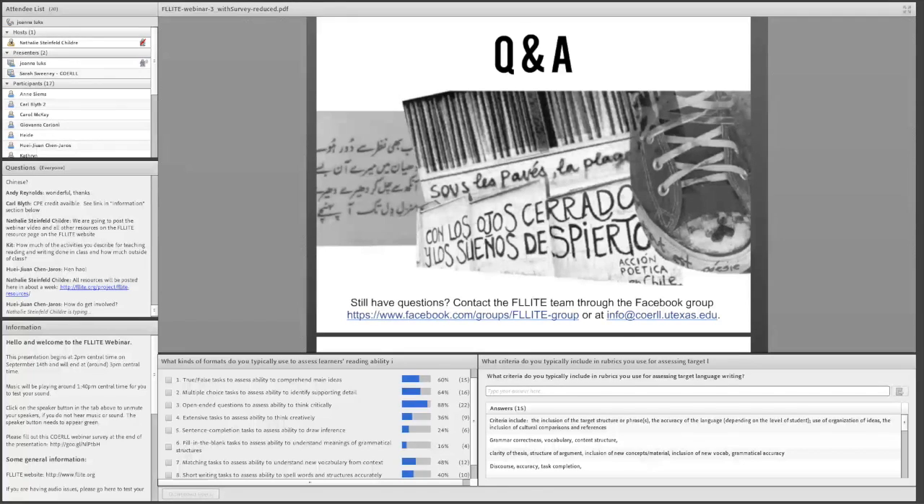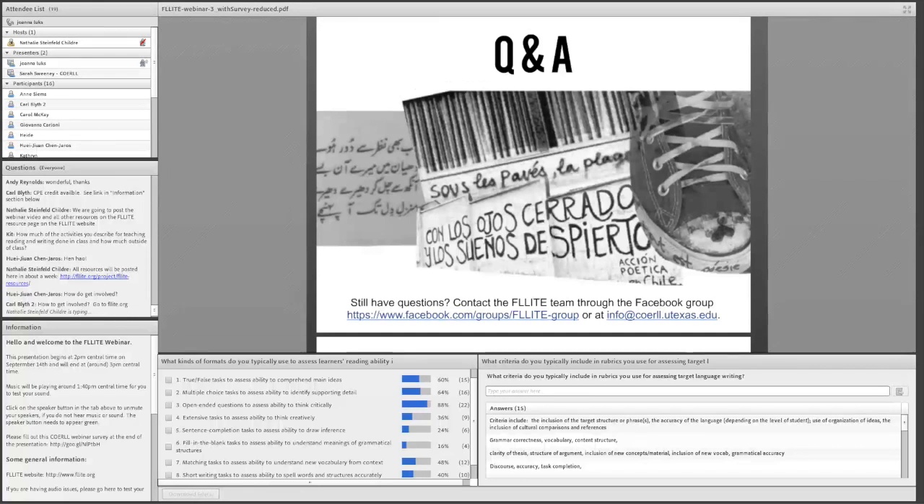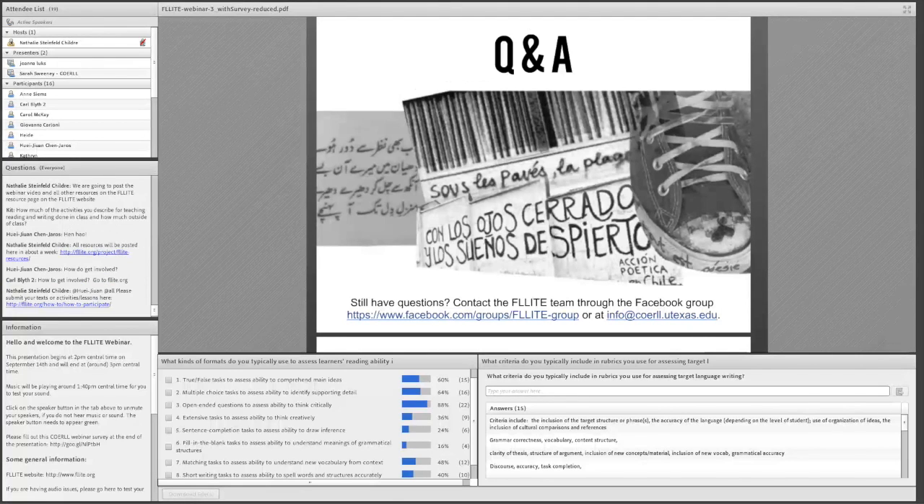Another question: how much of the activities you describe for teaching reading and writing are done in class and how much outside of class? In fact, a lot of it is done outside of class, with the goal of having them come in and have something concrete to discuss. When I've done social reading, for example, that is done outside of class, and I have time before class begins to read through their various comments, and I can provide more targeted kinds of feedback instead of just opening up discussion in a very broad way.